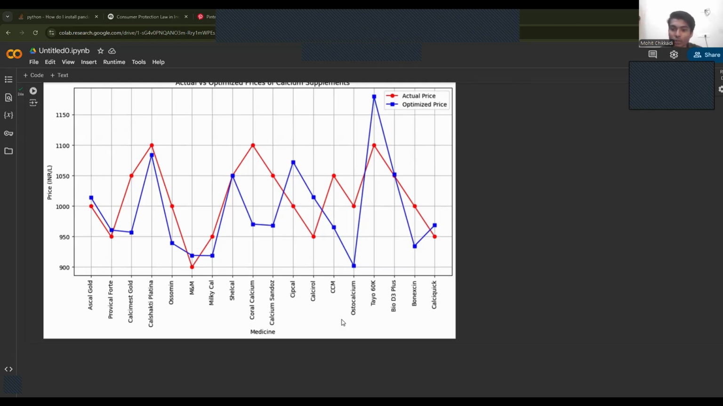On the other hand, some supplements like Shelcal show that the two prices are very similar. This suggests that its market price very accurately reflects its nutritional value. Also, we can see Provical Fort and Ascal Gold have very similar prices, suggesting that their market price reflects their nutritional content as well.